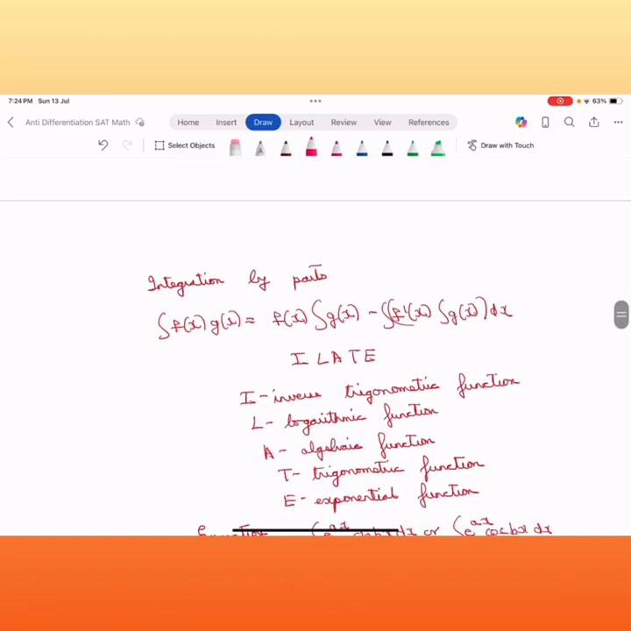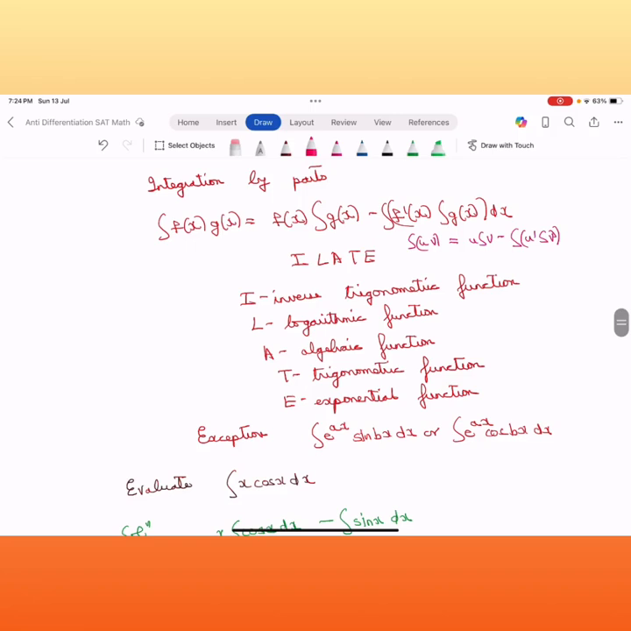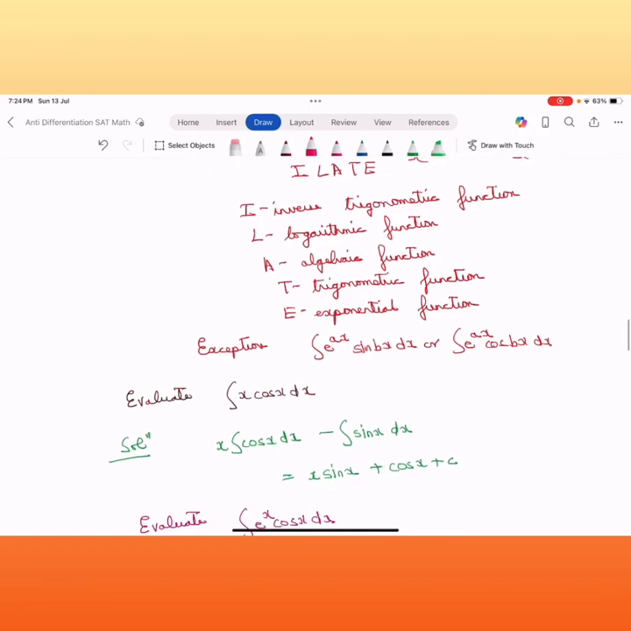Now integration by parts states that integral f x g x is f x integral g x minus integral of f dash x into integral g x dx. So basically integral uv is u integral v minus integral of derivative of u into integral v. I stands for inverse trigonometric, L is logarithmic, A is algebraic, T is trigonometric and E is exponential. So this is the order that we use. With an exception of integral e raised to ax sin bx dx or integral e raised to ax cos bx dx, we don't use this rule for order here.